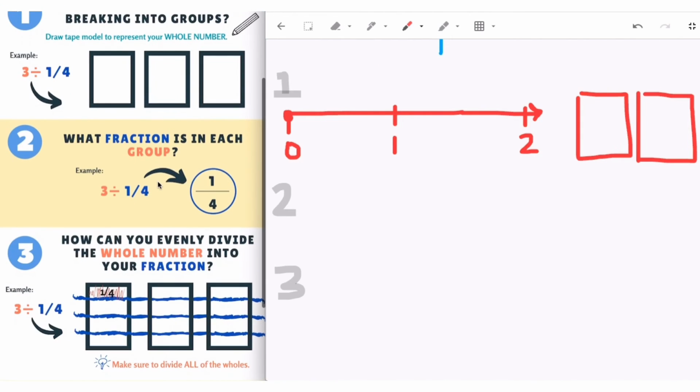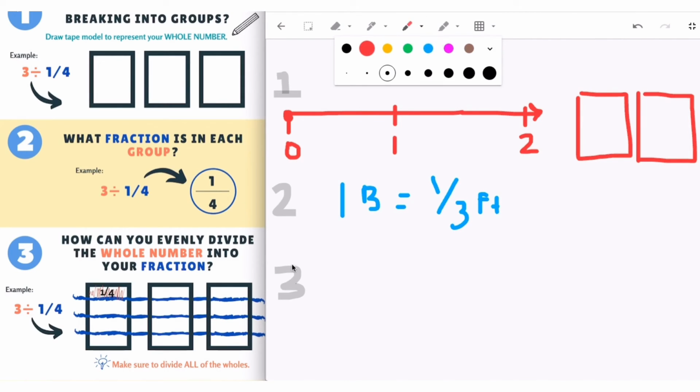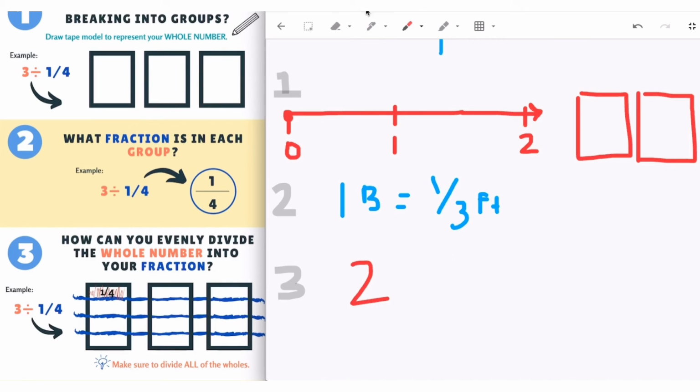Number 2, what fraction is in each group? So in this case, to make one bracelet, I need 1/3 foot of string. So in each group is 1/3. Okay, moving on. Step number 3. How can I evenly divide my whole number, which is 2, by 1/3?